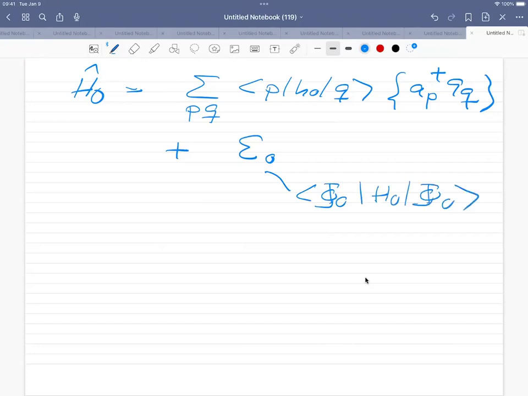Because it's not a vacuum state. Say that again? Because it's not a vacuum state. Exactly, because it's not a vacuum state anymore. So this is normal ordered with respect to a new vacuum.